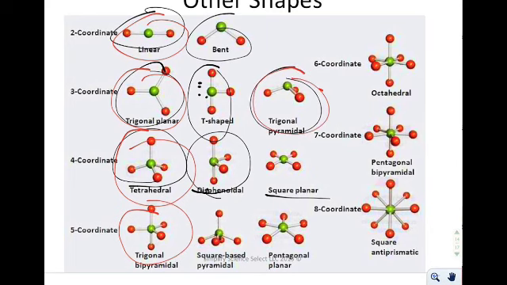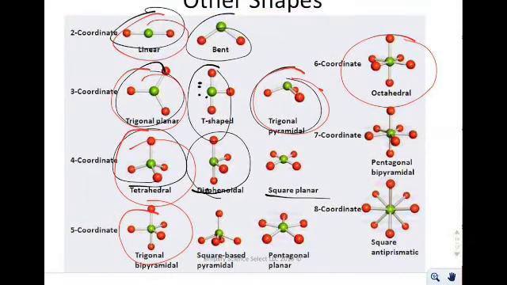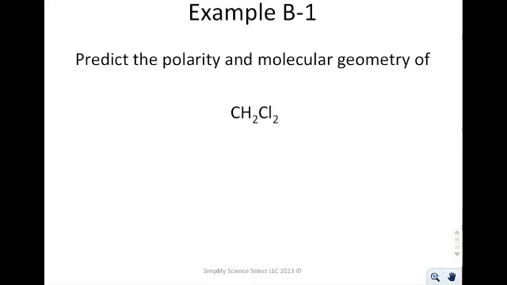trigonal pyramidal, octahedral. It keeps going further and further up. You can have 8 to 9 to 10 bonds to a central atom, depending on how big that central atom is in terms of its electron structure, but you do need to know the main shapes that were covered in this particular presentation.